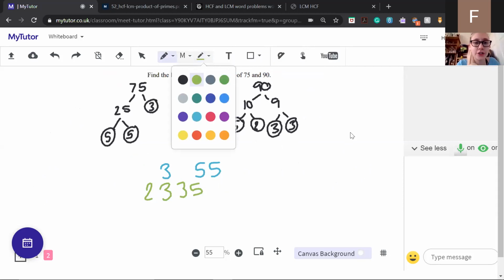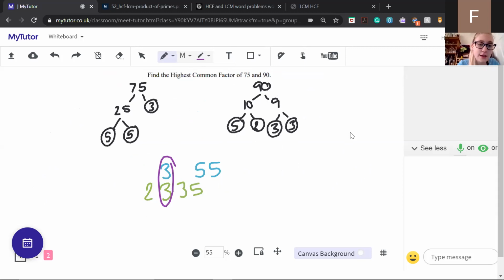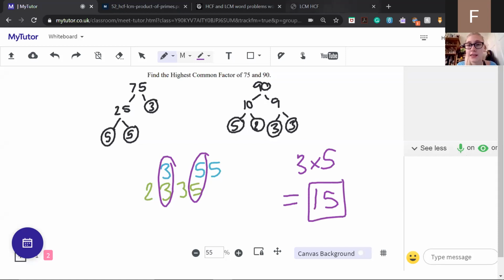Now let's look at what they share. They share a 3 and they share a 5. So if 3 goes into both of them and 5 goes into both of them, 3 times 5 must go into both of them. So the highest common factor here is 15.